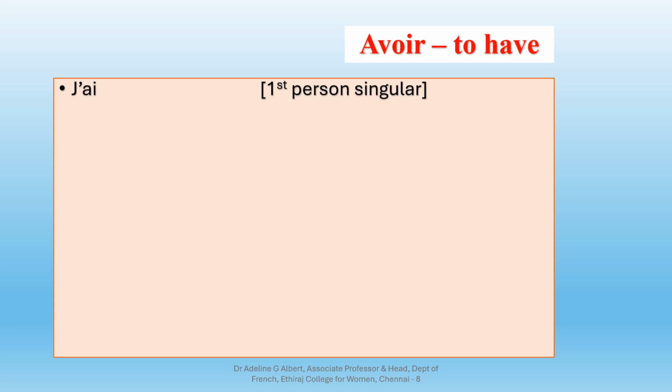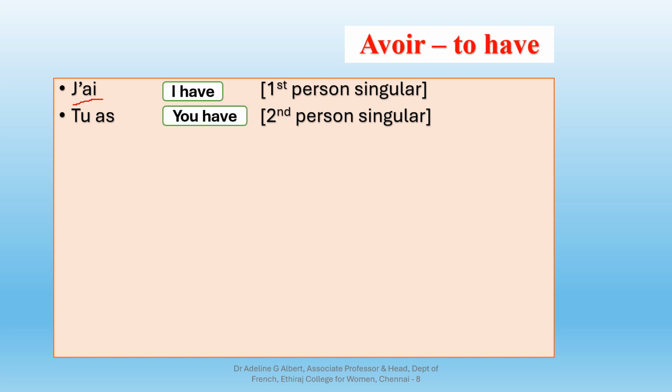So the first one is j'ai. The vowel E has been removed from the je because the verb starts with a vowel A. So this means j'ai. J'ai means I have. Now remember, the present continuous doesn't exist in French. So I have or I am having. The present continuous is not there. You can translate the present tense both into the present tense or the present continuous. I have.